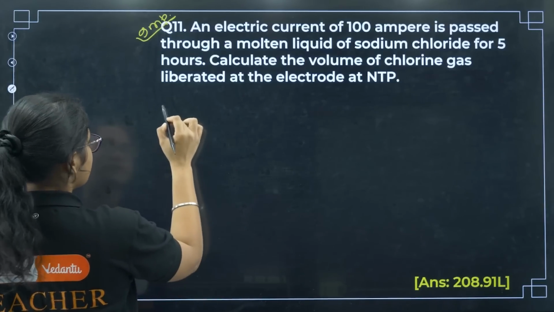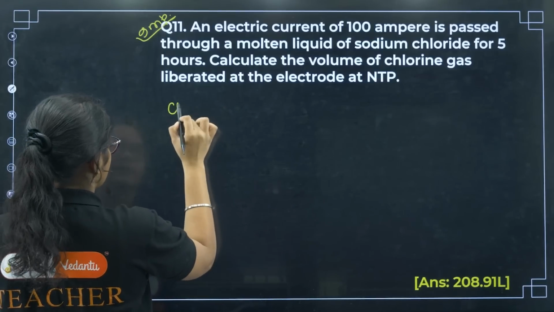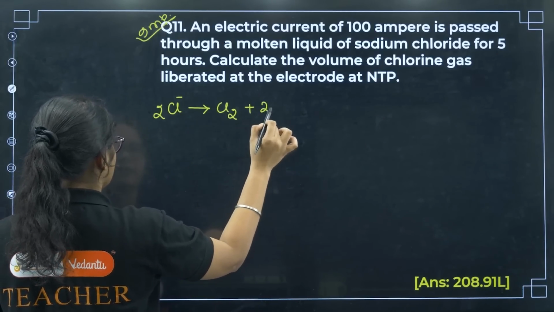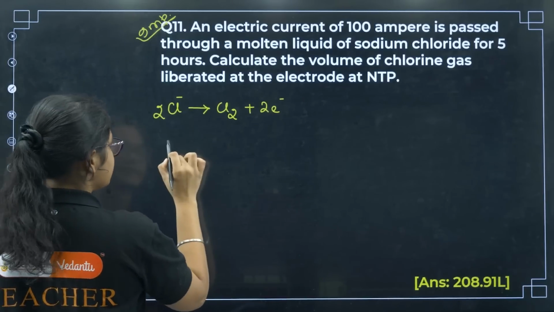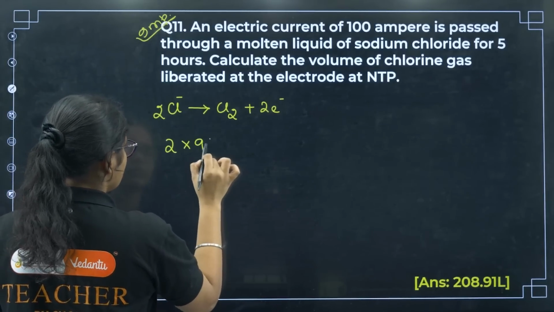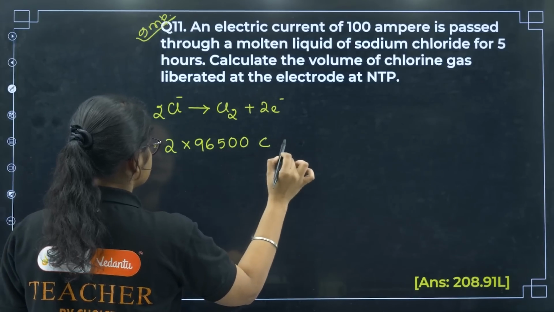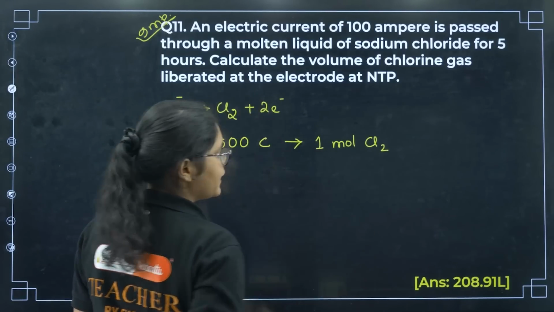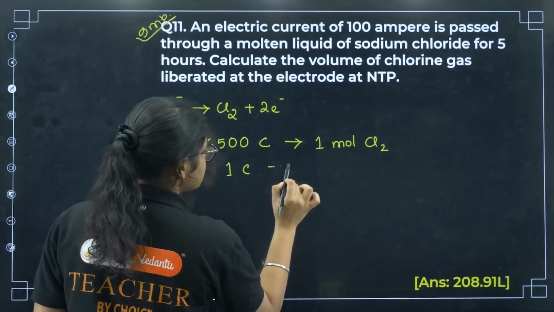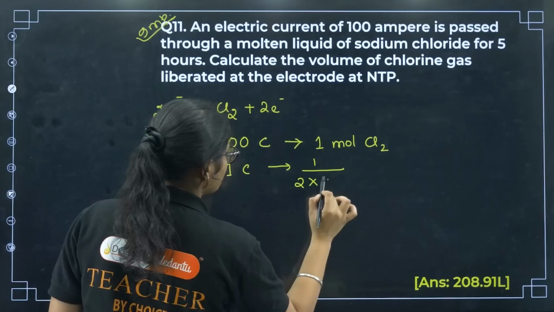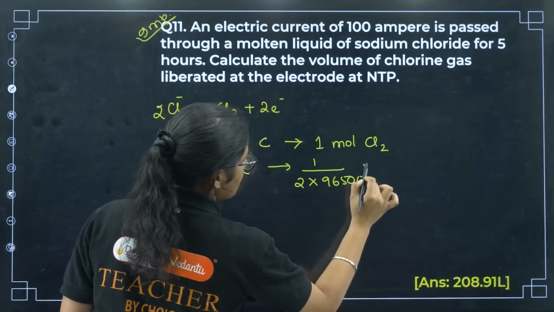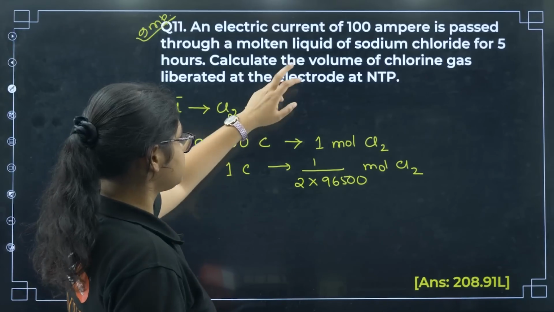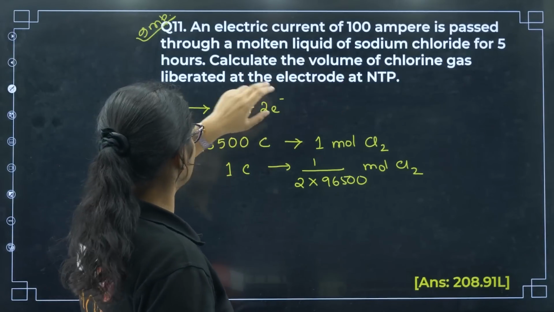So if I see chlorine, 2Cl- gives Cl2 plus 2 electrons, right? So I can say that 2 Faraday, or 2 into 96500 coulombs, deposits 1 mole of chlorine, right? Then 1 coulomb will deposit how much? 1 by 2 into 96500 mole of chlorine, right? Next, what I have here? I have 100 ampere and 5 hours.